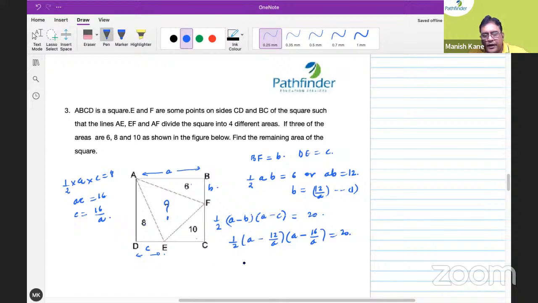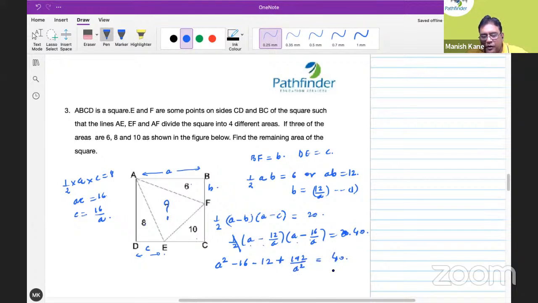This is equal to 20, and the 2 from here gets multiplied on the right hand side to give me a 40. Now what do you have? You expand this, you get A square, A into minus 16 upon A, so minus 16, minus 12 by A into A, minus 12, and minus 12 by A into minus 16 by A, so plus 192 by A square.